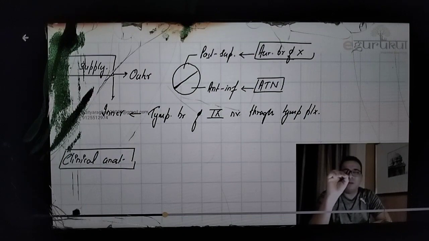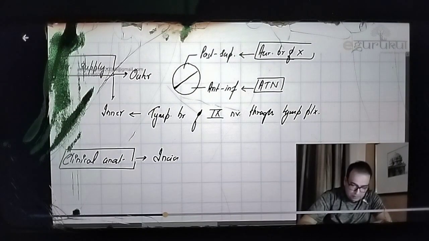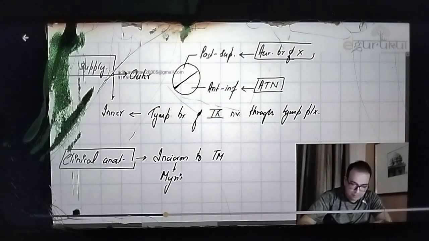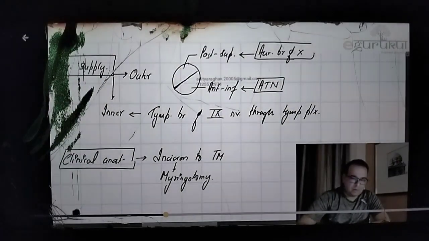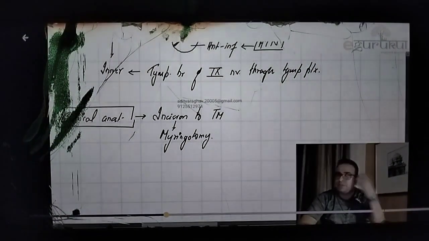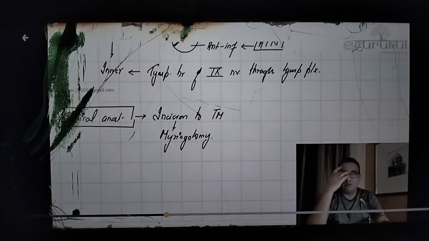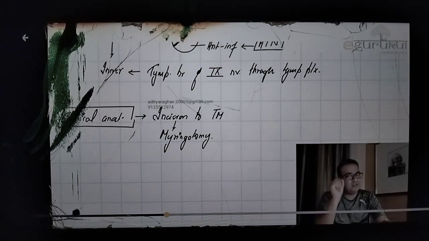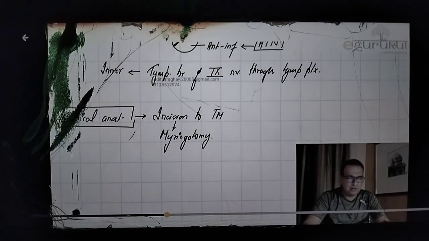Putting an incision on the tympanic membrane is called a myringotomy. Incision to tympanic membrane को we call it myringotomy. आप जब incision लगाते हो, obviously you want to drain the pus from the middle ear. Middle ear infection में otitis media बोलते हैं. Middle ear infection हो जाता है तो you can drain it outside by putting an incision on the tympanic membrane. बाद में heal भी हो जाता है, no big deal.